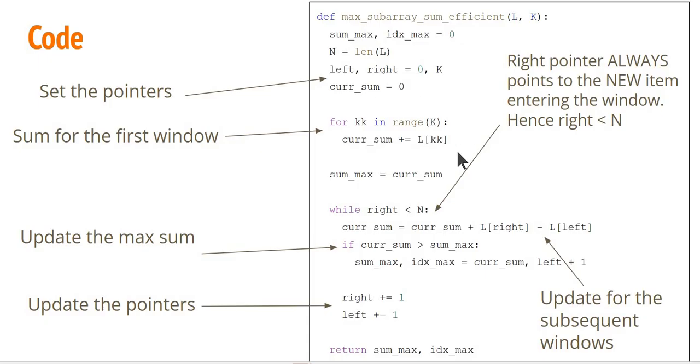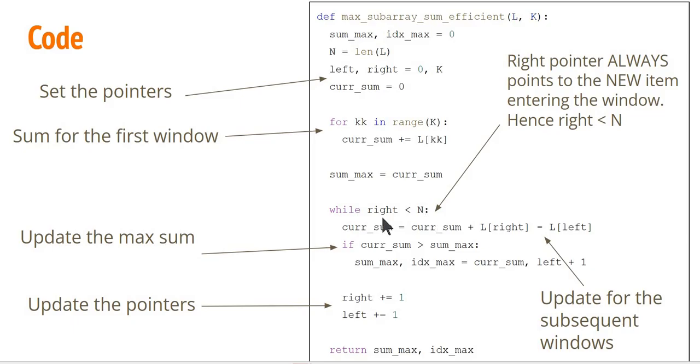I assign my current sum. I compute the sum for the very first window. Remember, this goes from 0 to k minus 1, so kk goes in range k. I compute my current sum and assign my maximum sum to the current sum. Now I run a while loop: while right is less than n.